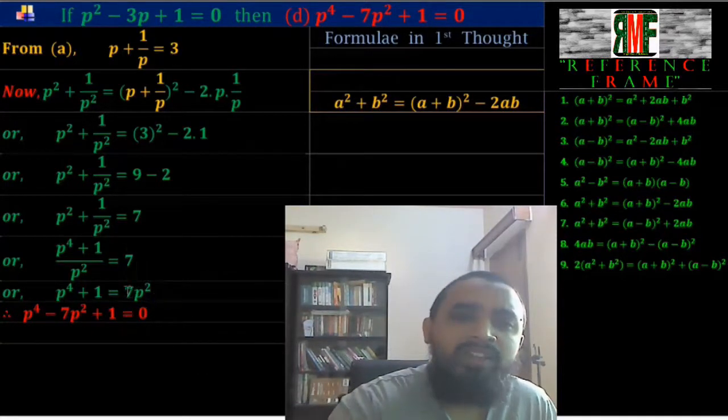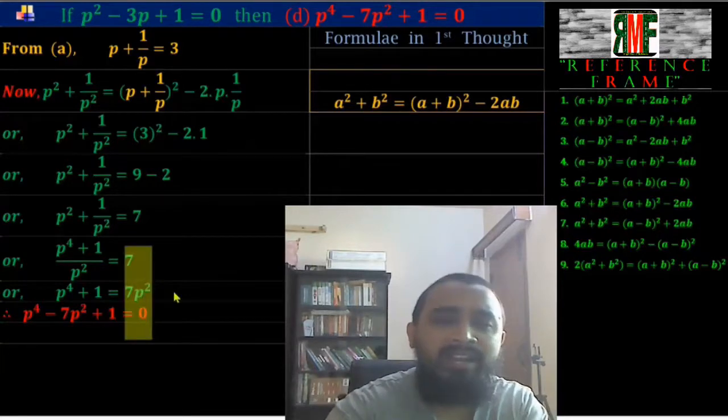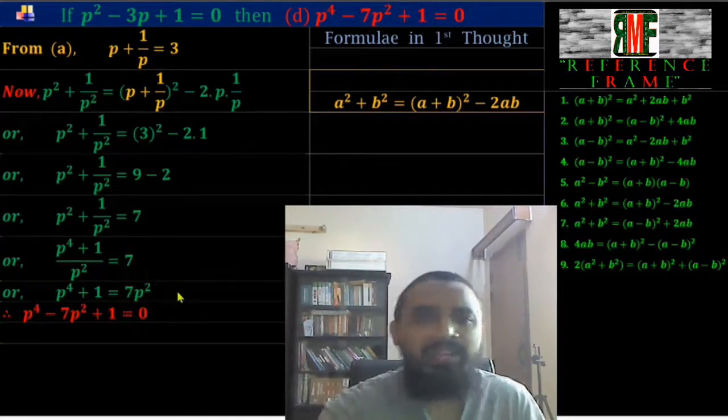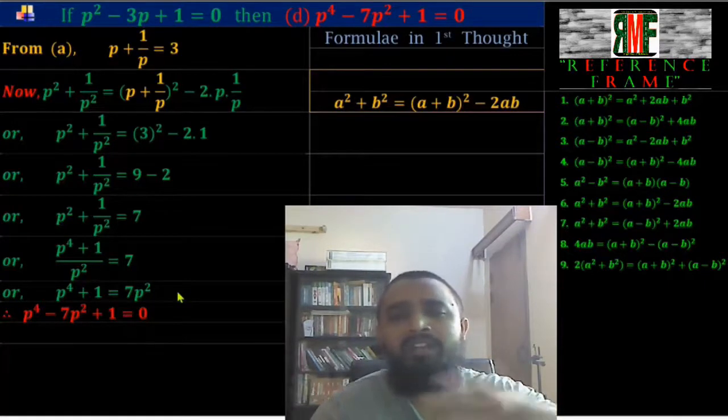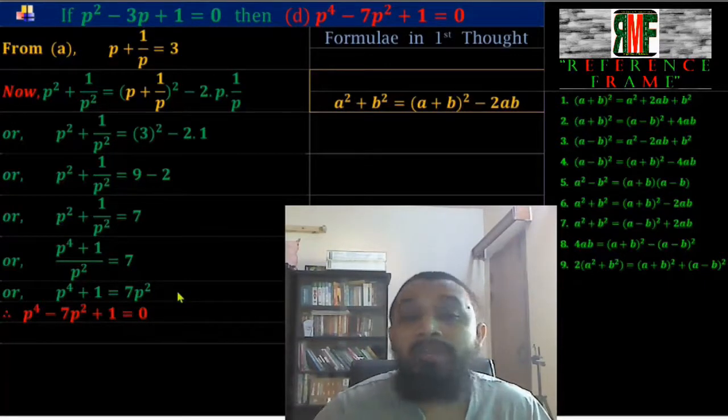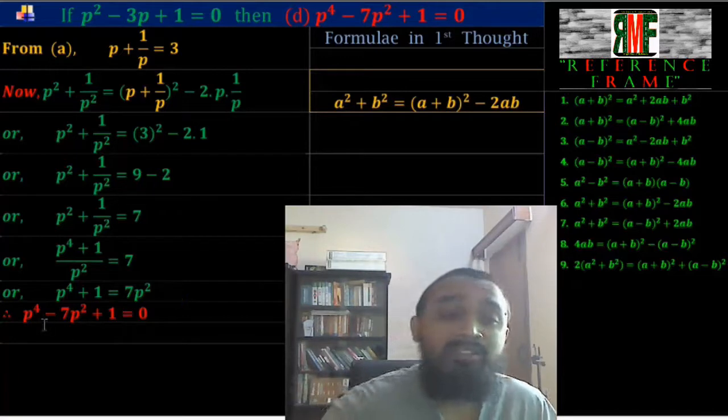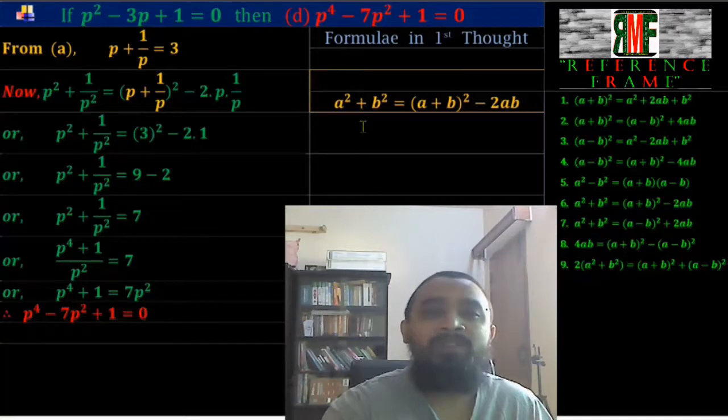Look, the sign for the 7p square on the right hand side is plus. No sign means this is plus. So when you shift it to the left hand side, the sign is going to be minus, as you can see on the red line. Therefore p to the power 4 minus 7p square plus 1 equals 0. Look at the destination that we are asked to find. This is problem number D.